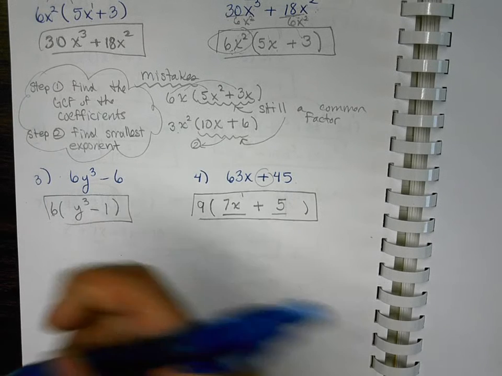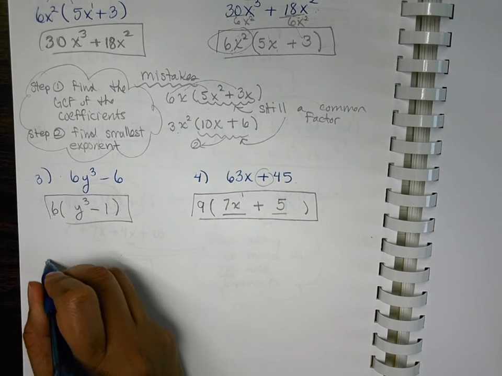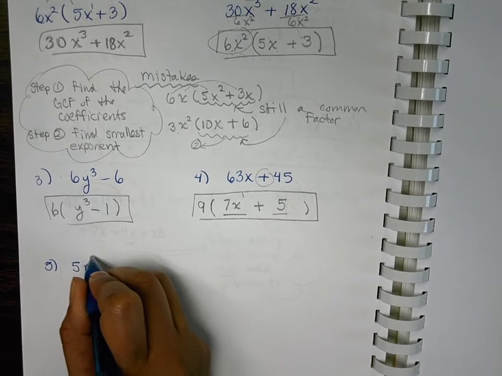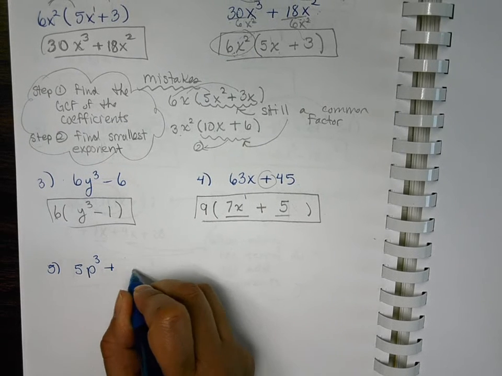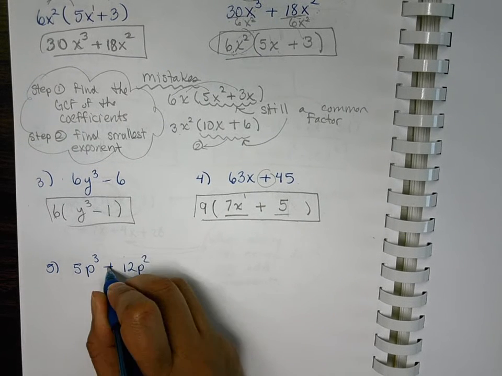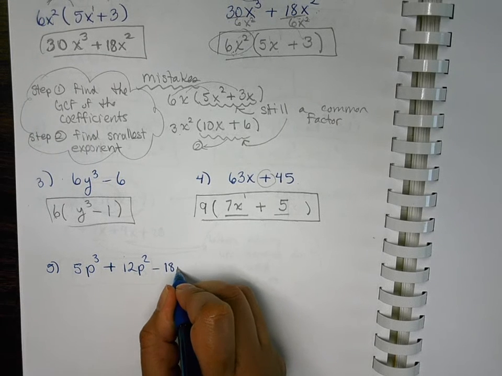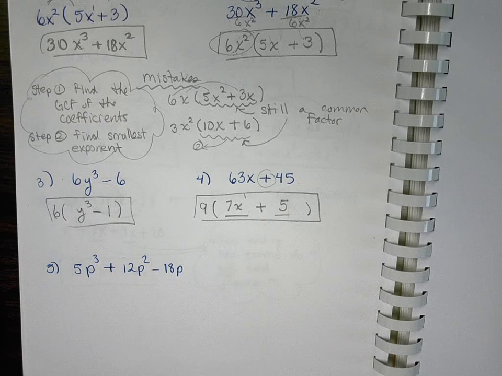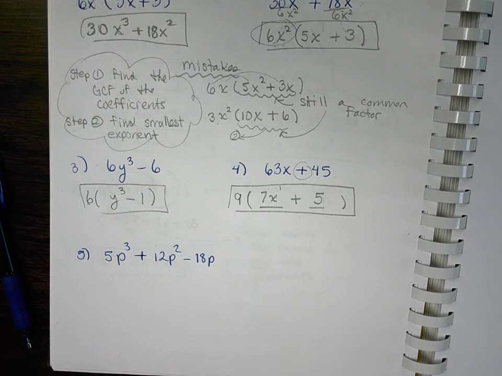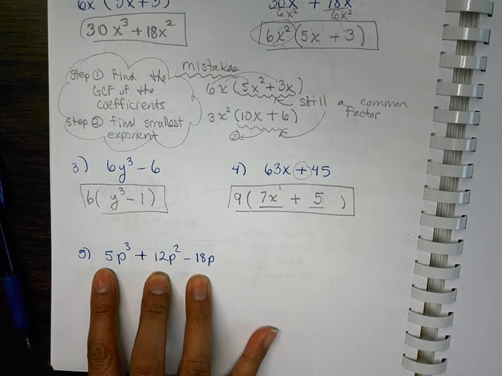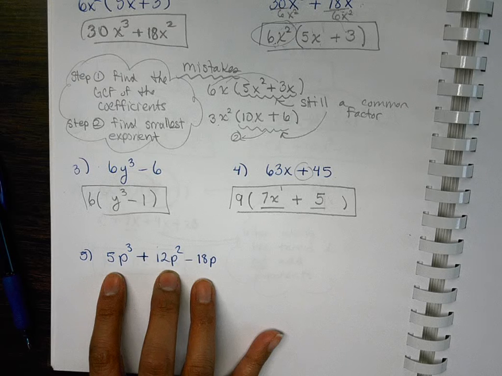Okay, number 5. 5p to the third plus 12p squared minus 18p. How many terms are there here? 3. When I factor, there should be 3 terms inside my parentheses.